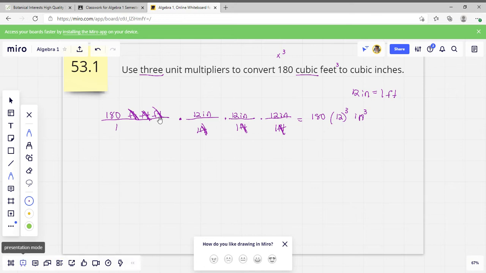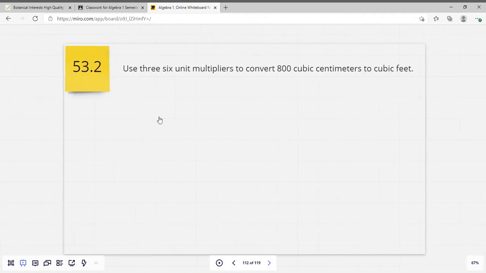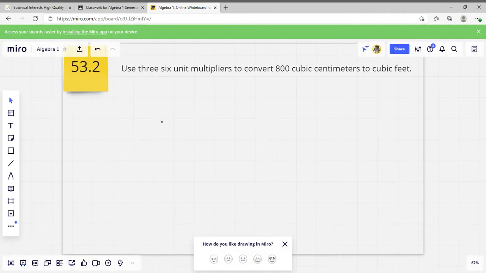Let's see if there's another example for that. This one says use 6 unit multipliers to convert 800 cubic centimeters, that means centimeters to the 3rd, to cubic feet. We want to end up with feet to the 3rd. We need to know what our unit multipliers are. We're going from centimeters to feet, so we need to go from centimeters to inches, and there's 2.54 centimeters equals 1 inch. And then we have 12 inches equals 1 foot.